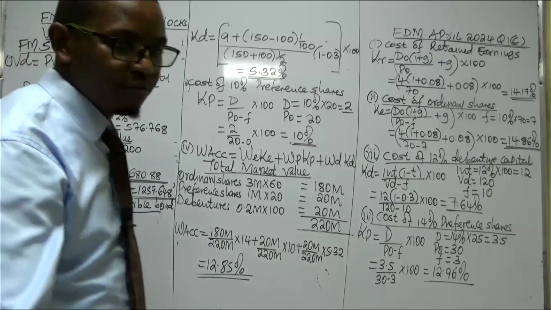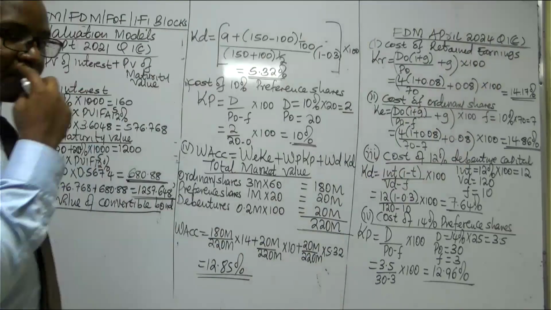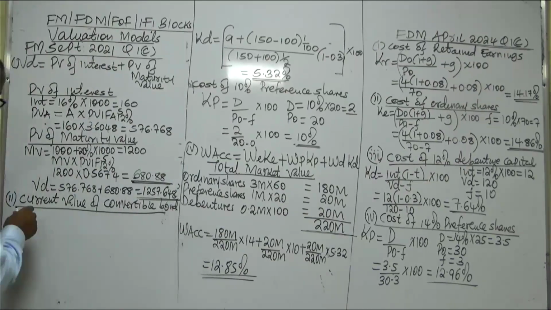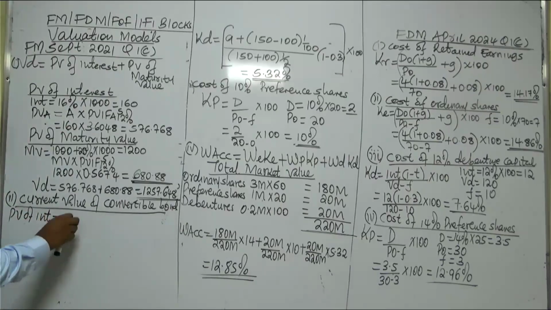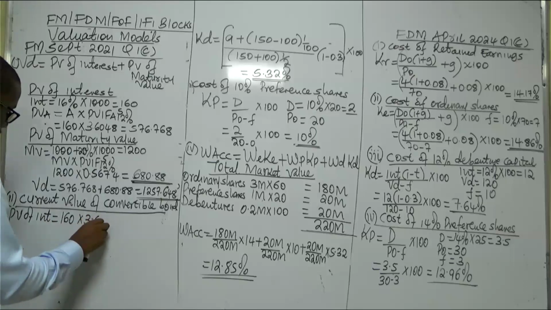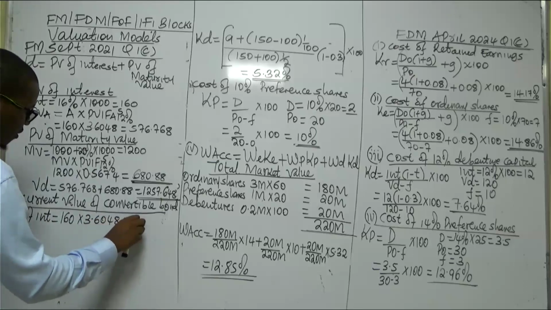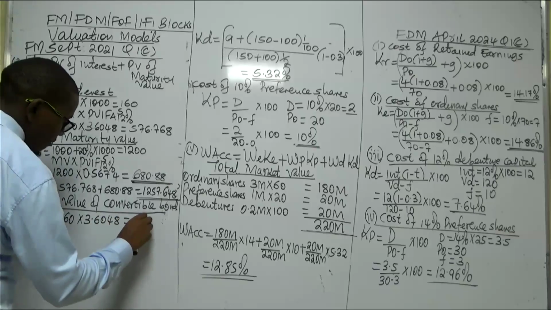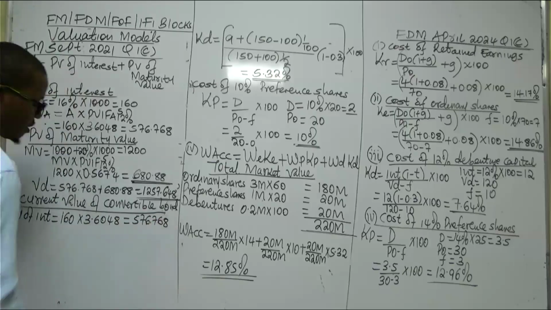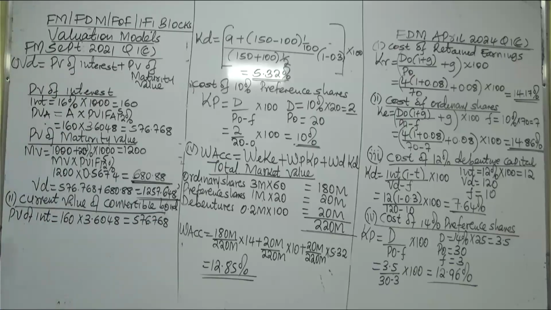So in the case of now the convertible bond, we'll begin with the present value of interest. That will not change. Present value of interest will still be the 160. You multiply by 3.6048. This was giving us 576.6768.